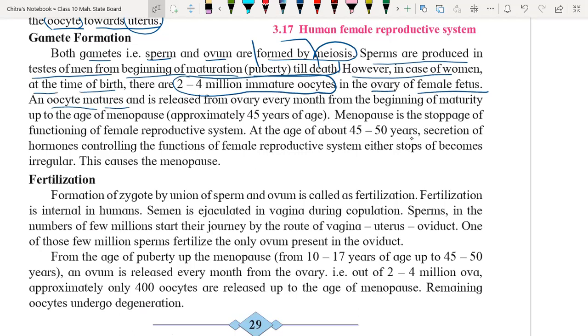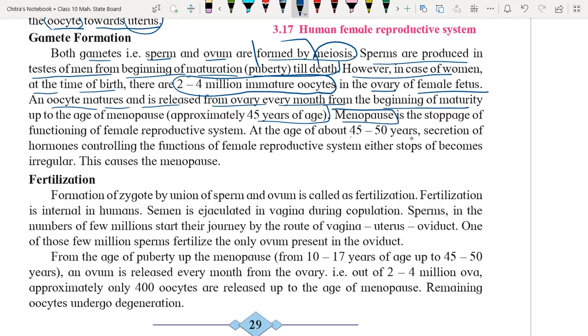An oocyte matures and is released from the ovary every month from the beginning of maturity, when the female becomes mature and gets ready for reproduction. From that time, every month, alternate ovaries release an oocyte. It takes place every 28 to 35 days. It starts from the puberty stage and continues up to the age of 45 only. After that, the release of egg cells stops.